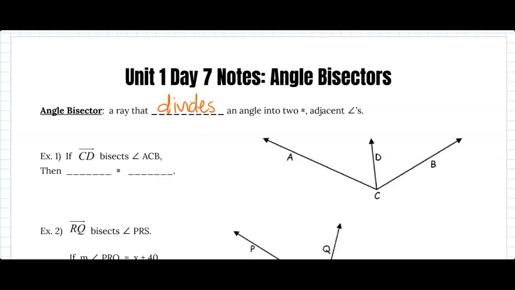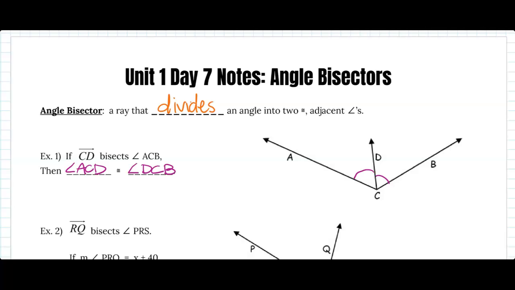If we look at this picture, ray CD is bisecting angle ACB. Since they told us it's bisecting, this half of the angle is the same as this half of the angle. We show angles congruent by making little arcs inside them. If you have multiple angles with different congruencies, you would use different markings for each. Since we know it's bisecting, we can say that angle ACD is congruent to angle DCB.